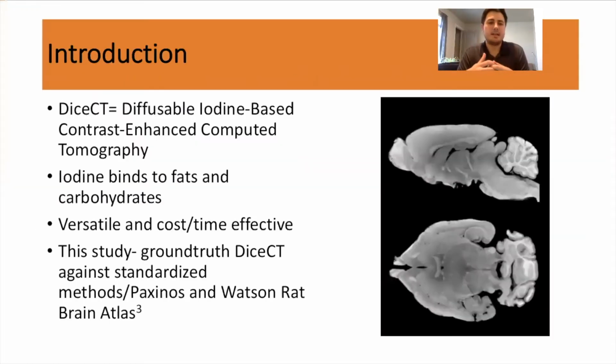So, introduction. DICE-CT stands for diffusible iodine-based contrast-enhanced computed tomography. How it works is the iodine binds to fats and carbohydrates, enabling the differentiation between myelinated and unmyelinated nervous tissue. It's very versatile and can work on very small objects as well as very large objects. It can work at high resolution too, at 1 to 100 microns at all these scales, and it's very cost effective, because it relies on X-ray technology as opposed to MRI, which is very expensive.